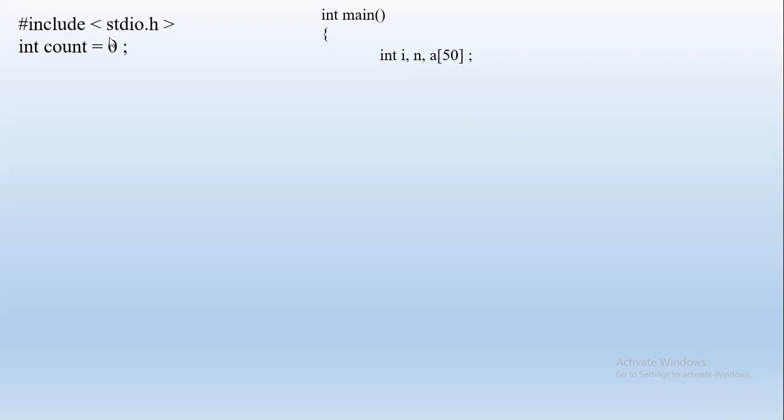Okay, so here control comes to the main part. Now here we are declaring the required variables. I for the loop. We want to take the elements as input also, right? N is the number of elements of the array, and we are declaring an array A with a maximum of 50 elements. So here we have to take input first.